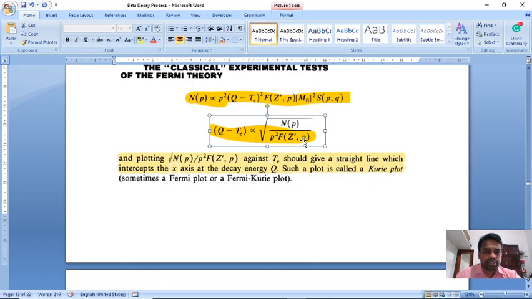And plotting square root of n of p by p square f of z prime p against te should give a straight line which intercepts the x-axis at the decay energy q. So, such a plot is called Curie plot or a Fermi plot or Fermi-Curie plot.